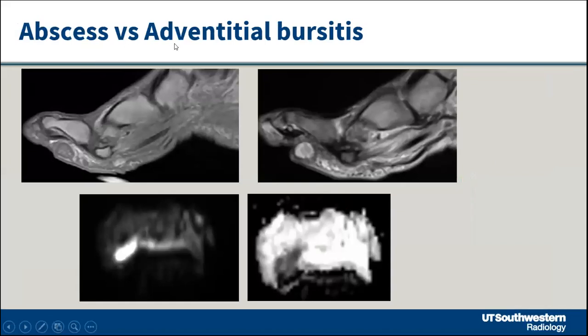Abscess or adventitial bursitis, how can you tell? Well, very easy. Look at DWI ADC. ADC is really dark, so very easy diagnosis, versus adventitial bursitis, which is all white.